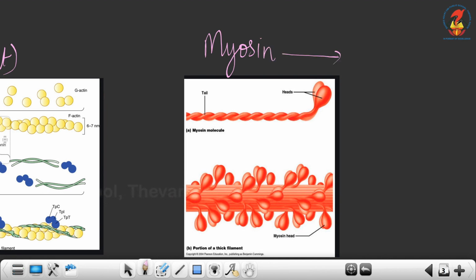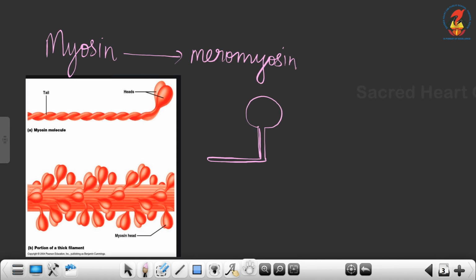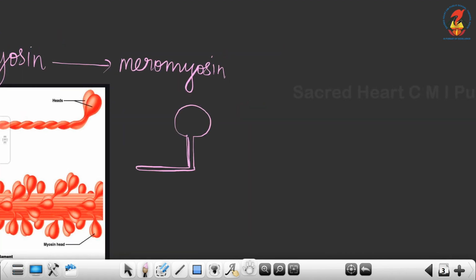It comprises of a number of monomeric units called meromyosin. And meromyosin comprises of a globular head, a short arm and a tail. This is the structure of one meromyosin. So many such meromyosins are organized together.